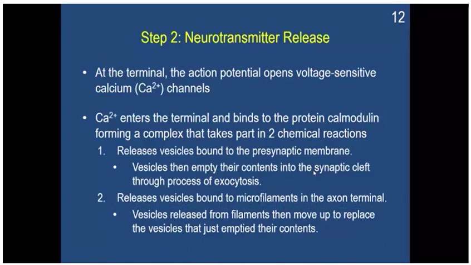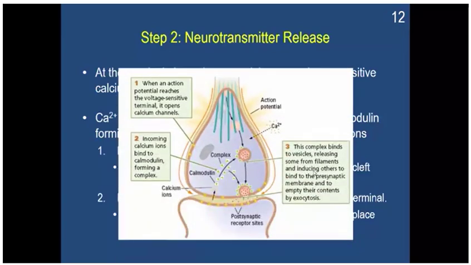If they're bound to those microfilaments because they came from the cell body, then it will have them come down and replace and empty their contents as well. So here's an example. Action potential comes flying down, calcium rushes in, it either pulls the vesicle from here or the vesicle's just floating around in here. The calcium ions bind with calmodulin, which makes a complex, which then causes the vesicles to migrate towards the cell membrane, and then the neurotransmitter is being released.